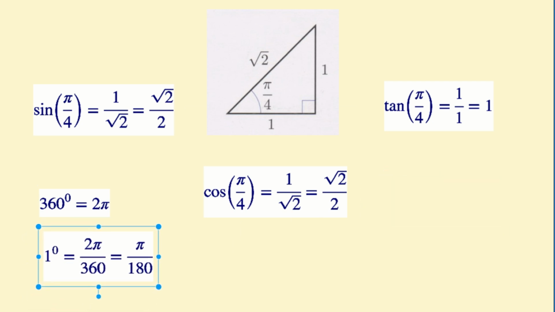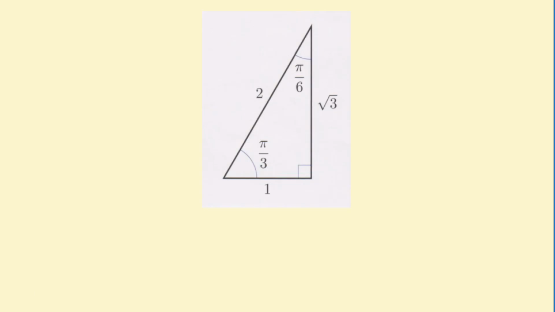Just a conversion rate there. Now we've got pi by 3 and pi by 6. Pi by 3 is 60 degrees, pi by 6 is 30 degrees. If you redraw this triangle by having side 2 here, side 2 on the bottom and side 2 the other way, you have a 60, 60, 60 equilateral triangle. Angles add up to 180.